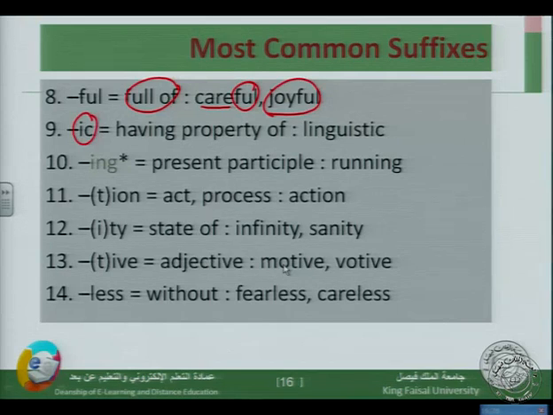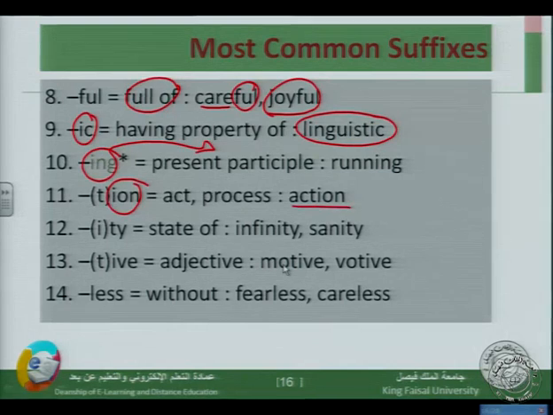Also we have the ic, like having. Linguistics, linguistic. The ing is used to tell something about the present participle. Like I am standing now on my feet. I am explaining the most common suffixes. So you're talking about right now. The shin is also used to change a meaning into action or process, like the word action. Beautify, beautification, which means the process of beautify.